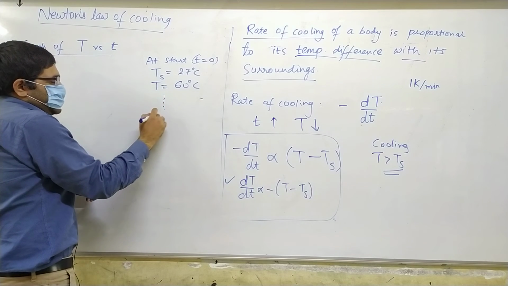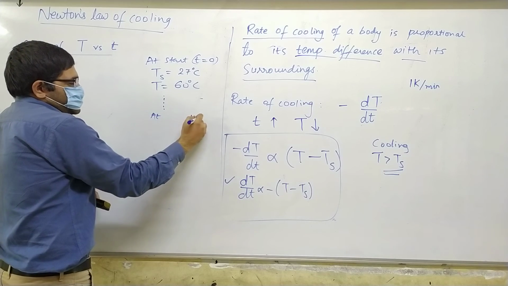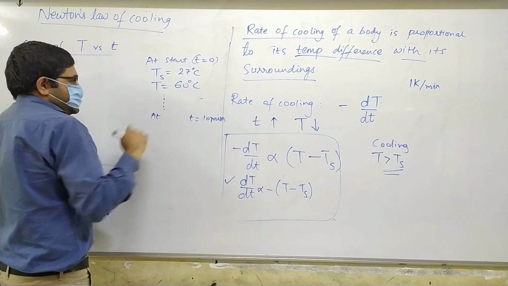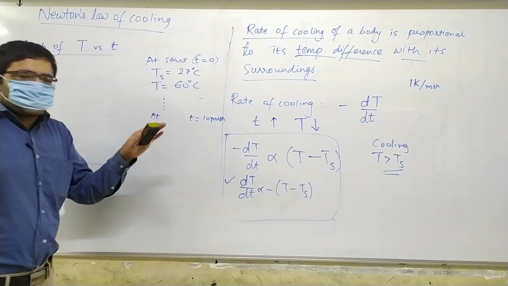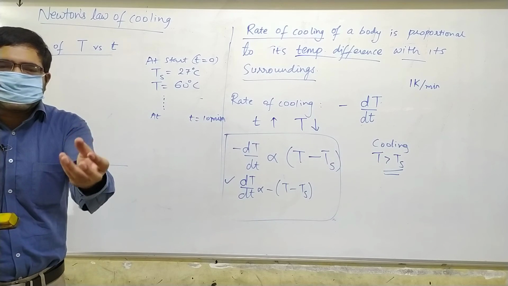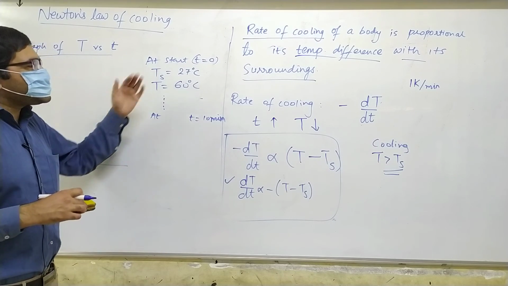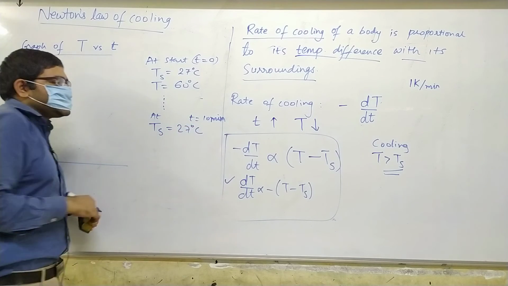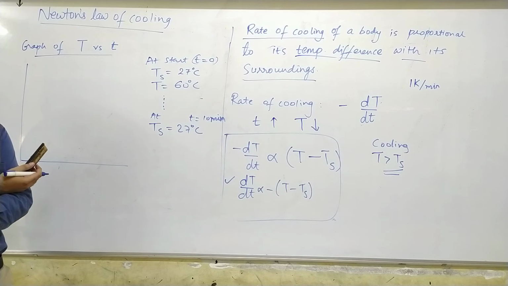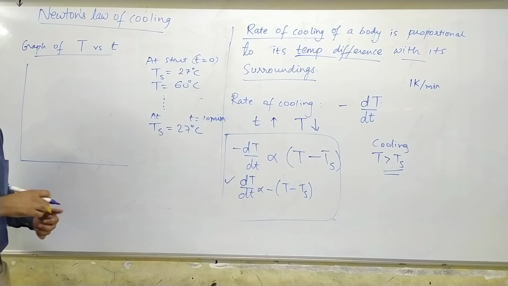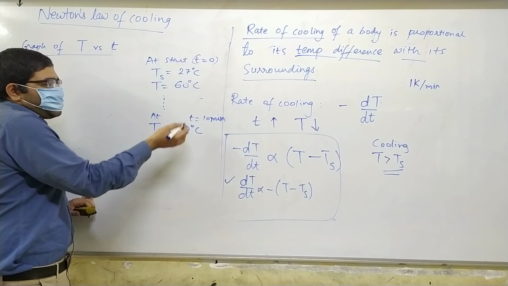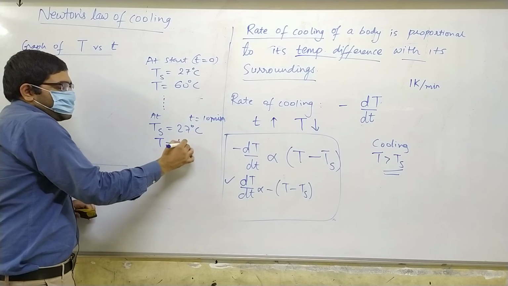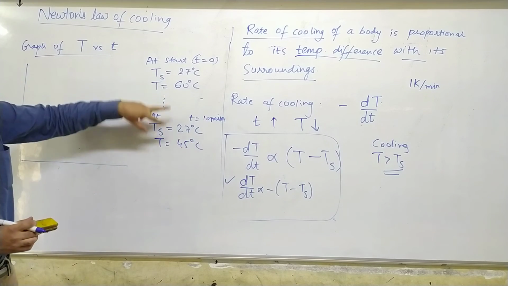as the body cools, let's say after some time, for example after 10 minutes. In a large room, suppose you put some hot object, then the temperature of the room will not change appreciably. That is, the temperature of the room shall remain the same, 27 degrees Celsius. On the other hand, the object would now have cooled, let's say after 10 minutes from 60, its temperature might have become, for example, 45. So you see the difference will decrease.